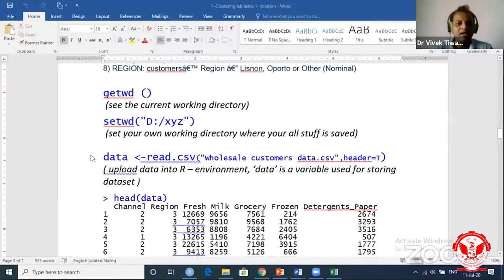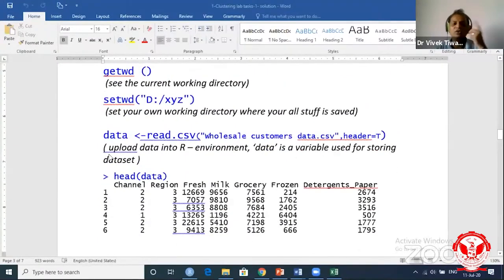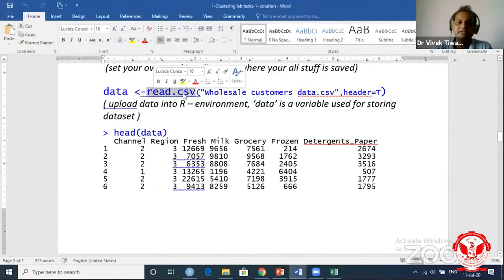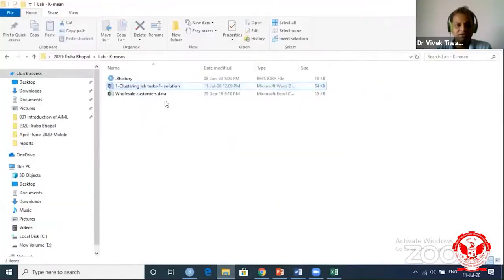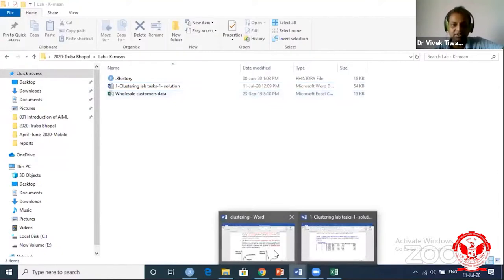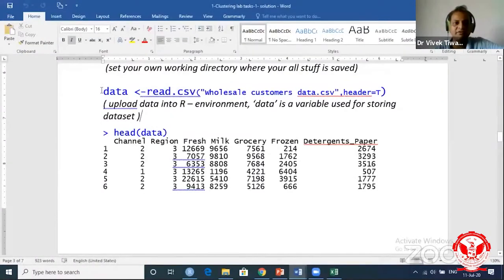So first I will try to load the data. There is a command, read.csv, which is a very simple command. The data set is in a CSV file, named whole customer data.csv. I have to pass that name into that function, and the function will do everything for you.